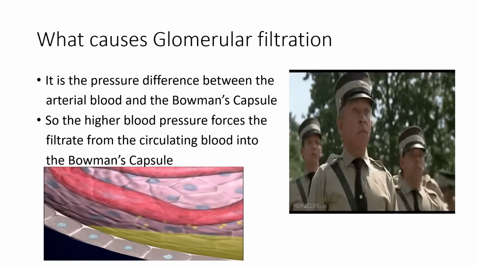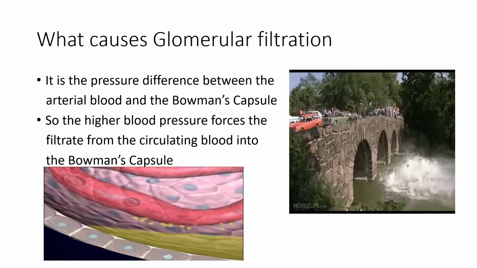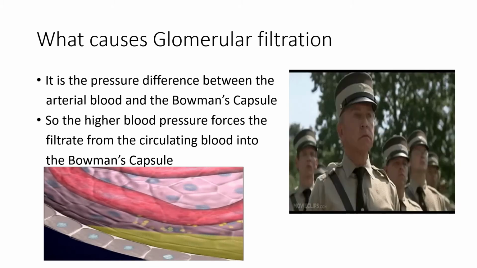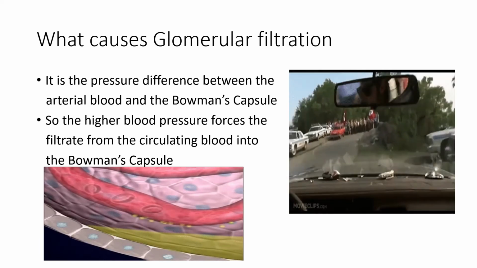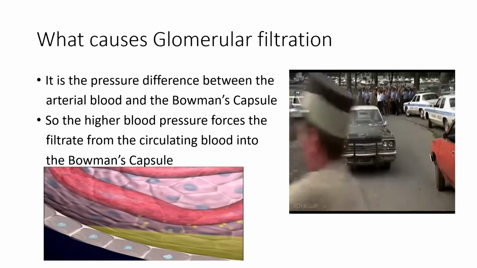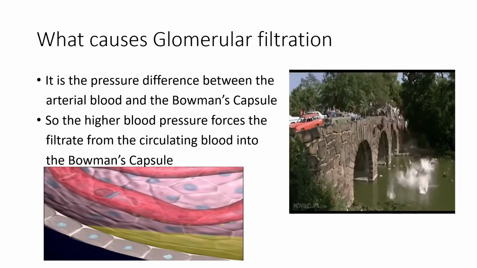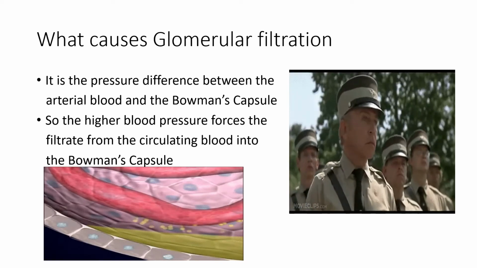Another example of this here is in this little video clip. I'll just wait for it to reset fully. You can't beat a bit of the Blues Brothers. So if you can imagine the Illinois Nazis on the bridge are the filtrate. The car driving up is the blood pressure. The blood pressure's higher, so it's forcing the filtrate into the Bowman's capsule, causing them to jump off the bridge into the river.